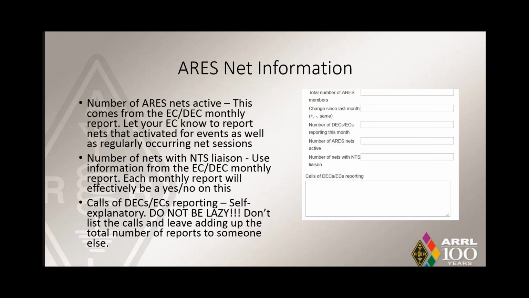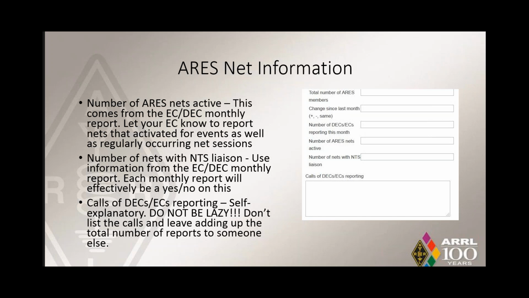So, ARES net information. The number of ARES nets active. This comes from the EC DEC monthly report. You don't have to guess this. Your EC should be telling you. That being said, don't forget to count your section ARES net if you have one. Some sections have those. Make sure you get those counted too.